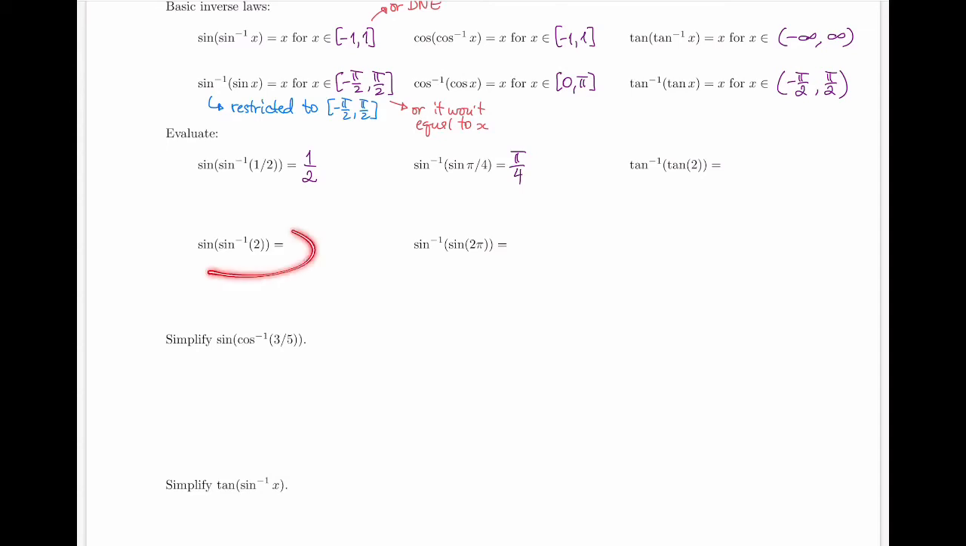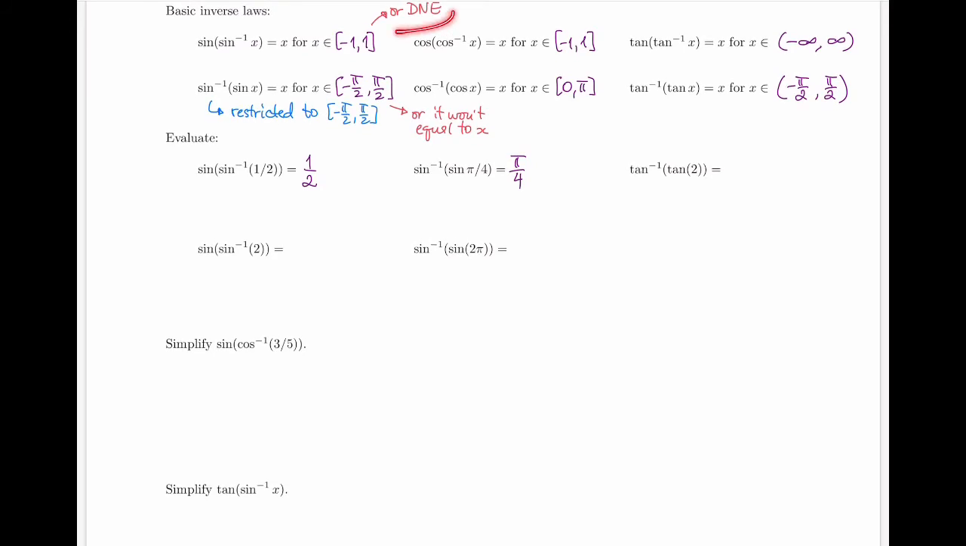Let's take a look at this example now. So I have sine of sine inverse of 2. Again, I can take a look at this expression here. I will get my original number as long as it's between negative 1 and 1, or notice that it does not exist otherwise. Here my number is not between negative 1 and 1, so my answer is simply does not exist. Let's try to see if we can justify this without relying on the actual identities.